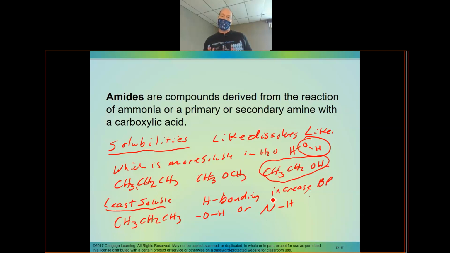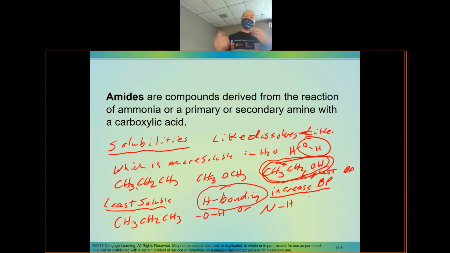So I could ask the same question here. Instead of which one is more soluble in water, I could say, which one of these has the highest boiling point? And it's the one that has hydrogen bonding. And so you would still circle your ethanol. It's going to have the highest boiling point, and that is due to hydrogen bonding. So if you have hydrogen bonding, OH or NH, you're going to have a higher boiling point.